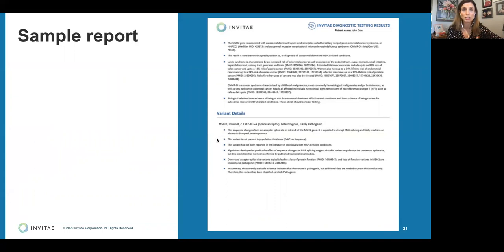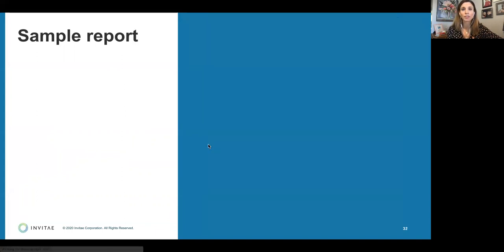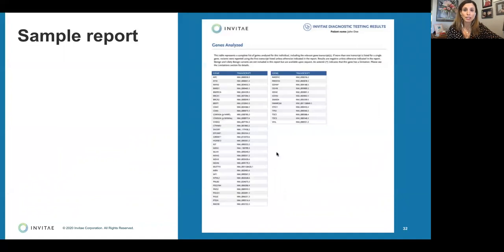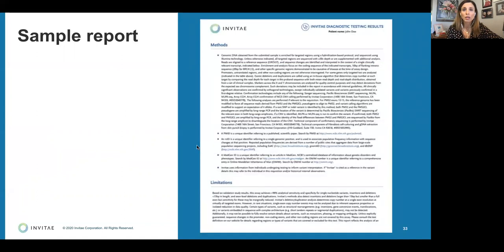So what's in population databases, what functional studies have been performed, what we know about this type of variant, which in this case is a splice acceptor variant, and then how that information came together for the laboratory to make the interpretation that they did. The test report should ideally always list out the genes that were tested in the assay and provide some important information about the methods that the laboratory used for their sequencing and interpretation, as well as key limitations of the assay.